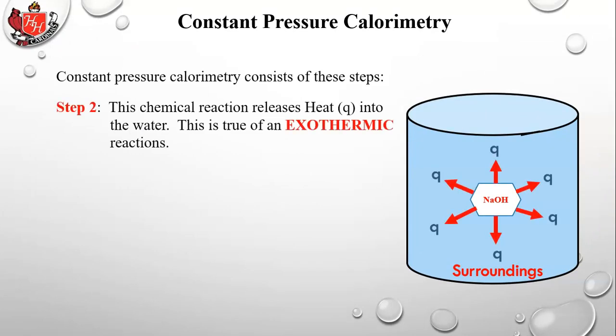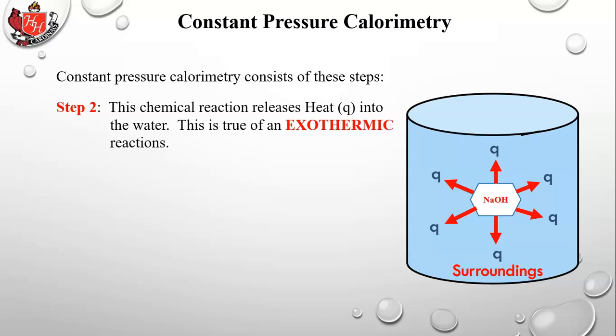So step 2, this chemical reaction releases heat, Q, into the water. This is an exothermic reaction. So you can see over on the diagram on the right, the heat is going out and it's going to spread out uniformly in the water, right? If you have a bathtub of cold water and you turn on the warm water, the warm is eventually going to spread out and equalize the temperature throughout.